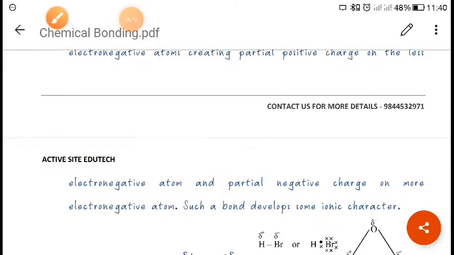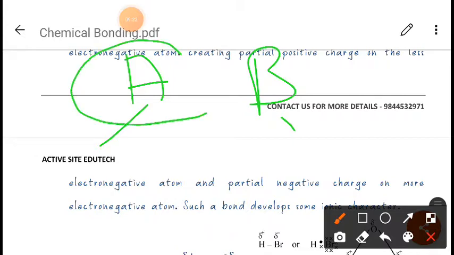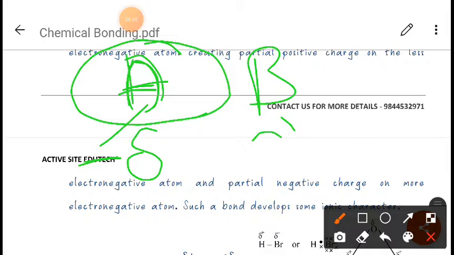Let me try again. If this is A and this is B, and A is more electronegative than B, then the electron cloud will shift towards A, and the shared pair of electrons will not be in the center; it will be slightly shifted towards A. And when that happens, A, the one which is more electronegative, will carry a partial negative charge, and the one which is less electronegative will carry a partial positive charge. So I hope you have understood this.